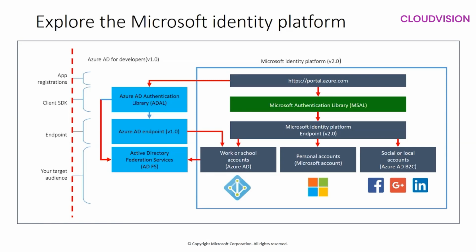But suppose I created an application today which authenticates users from AD, but in future you might want to authenticate users from personal Microsoft accounts, social media accounts, or local accounts. You want to keep that scope in your application. In that case, you should use Microsoft Identity Platform version 2. And as a developer, you will use the Microsoft Authentication Library, MSAL. It is an SDK to work with Identity Platform version 2, and ADAL is a library used to work with version 1, right? So this is the beauty of it.